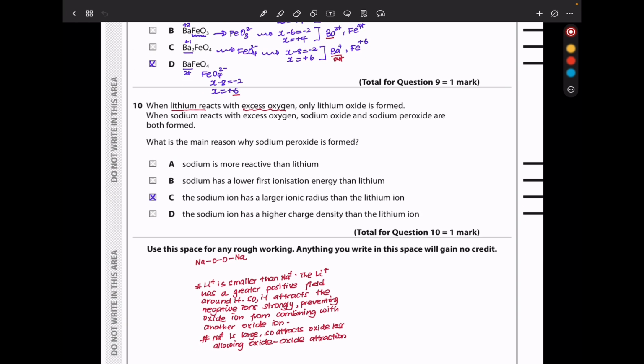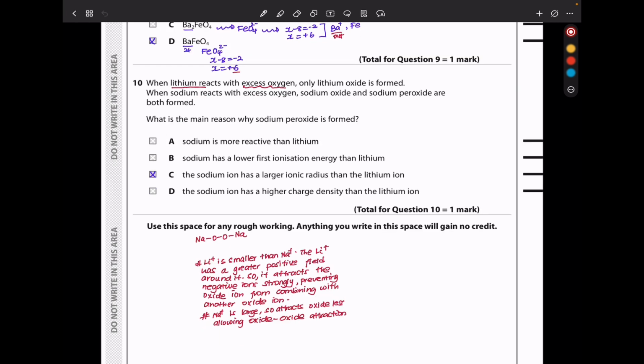Question 10. When lithium reacts with excess oxygen, only lithium oxide is formed. When sodium reacts with excess oxygen, sodium oxide and sodium peroxide are formed. Which is the main reason why sodium peroxide is formed? If you look at the two, remember here they've told us only lithium oxide is formed. I showed you something here. If sodium reacts with oxygen, we can form sodium oxide and sodium peroxide.